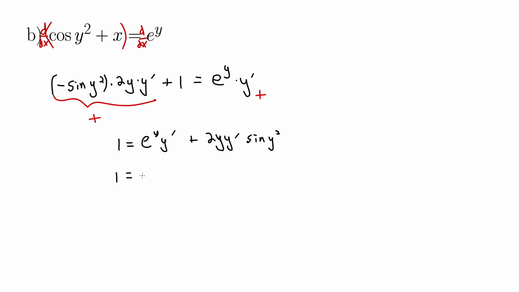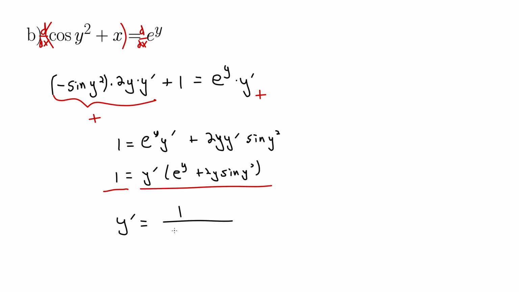Well, now we factor out the y prime. This is the whole deal here. You want to get that y prime isolated. That leaves us with y prime times e to the y plus 2y sine y squared. And then we divide out all of this, right? So we divide out this entire term here. Divide both sides by that. Divide the 1 by it as well. That will give us, then I'll just write the y prime on the left now, y prime equals 1 over e to the y plus 2y sine y squared.